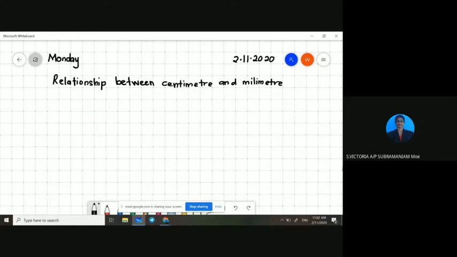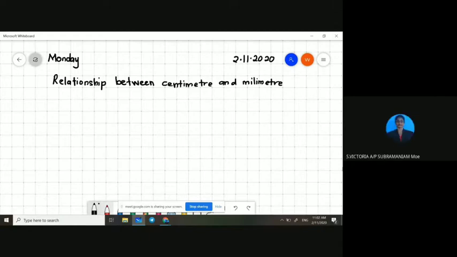I taught the terms in Malay. Kami murid cemerlang matematik. Yeah, kami murid cemerlang matematik. From those terms, we can find the relationship between kilometer, meter, centimeter, and millimeter, right?